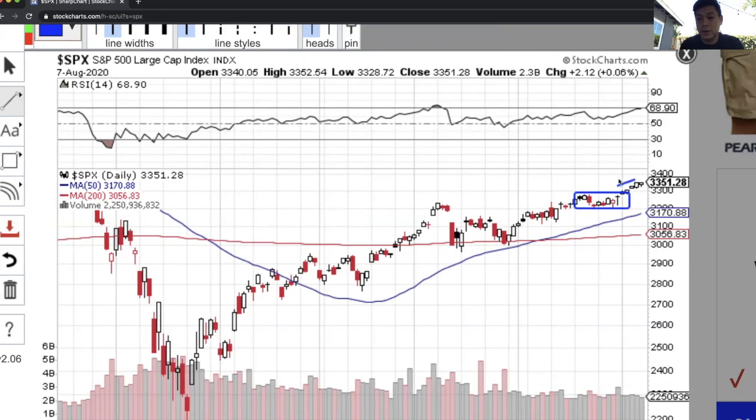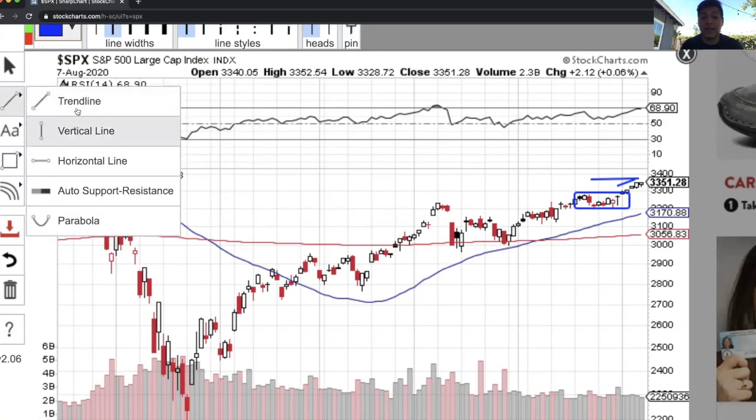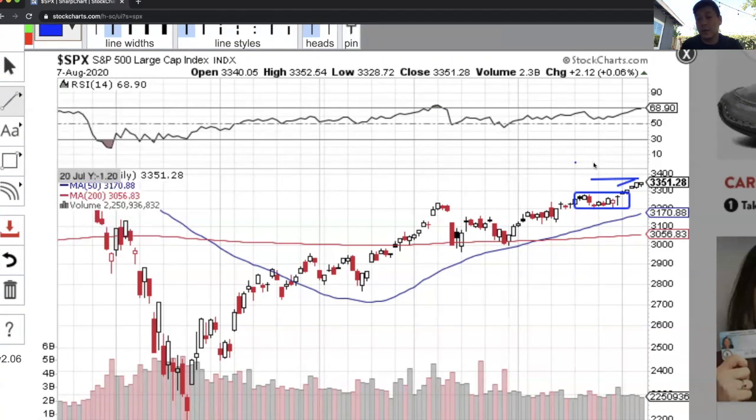So we are in the gap fill zone. There is another gap fill here around 3390, 3380. That's the target for this coming week. And another high level, if we go higher, would be around 3430. That was the last high before we had a big pullback with COVID-19.